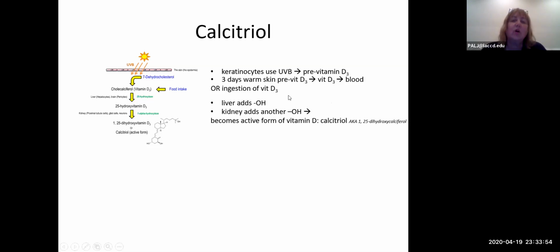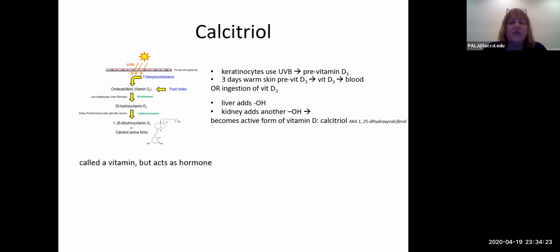Okay. So assume your liver and your kidney are working fine. You've had these two hydroxyl groups added on as 1,25-dihydroxy vitamin D3. You don't have to know that word. This is the active form of vitamin D, and that is what calcitriol is. Okay. So it's not calcitrol, it's calcitriol, because students for some reason like to leave out that I, and that makes it a totally different compound.